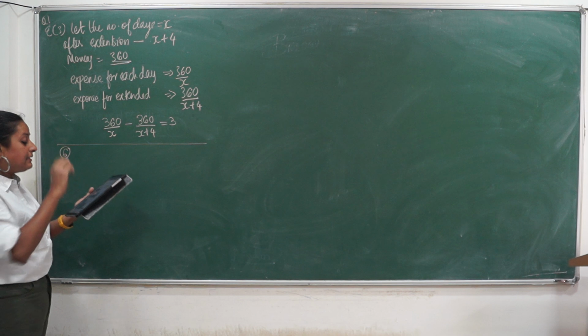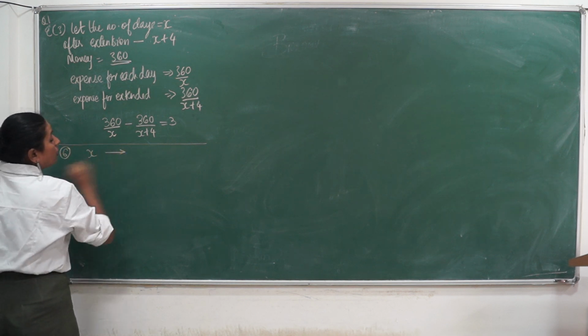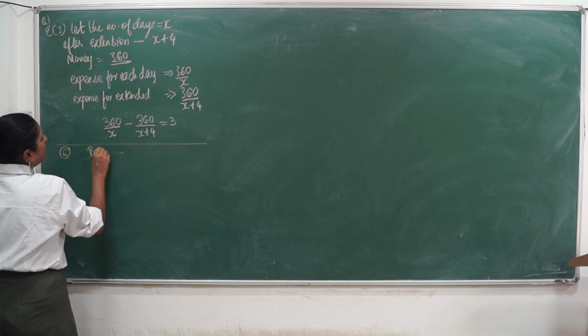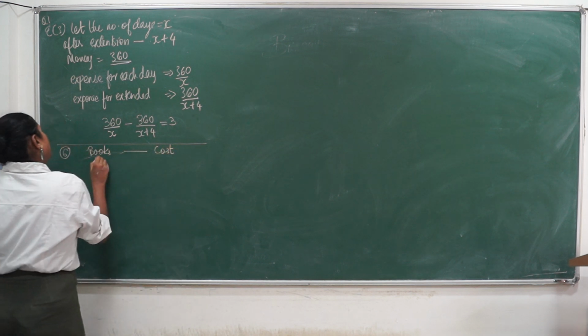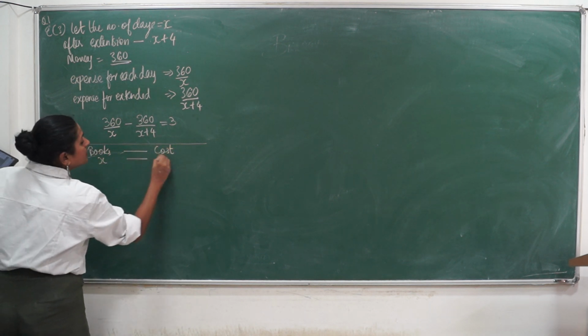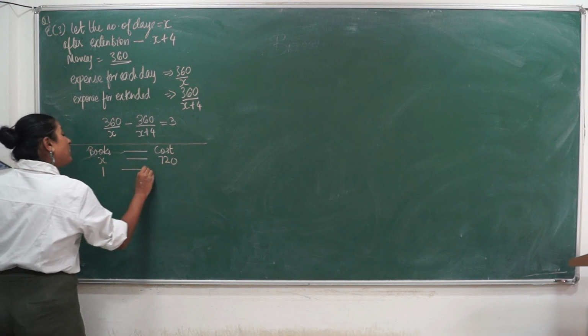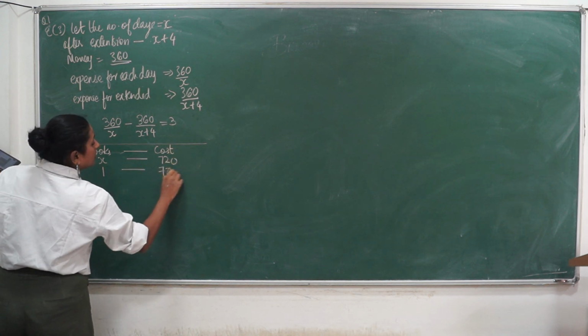A shopkeeper buys x books. Cost how many books? We write here. Unitary method is my best friend. x books cost how many rupees? 720 rupees. So one book costs how many rupees? 720 upon x.